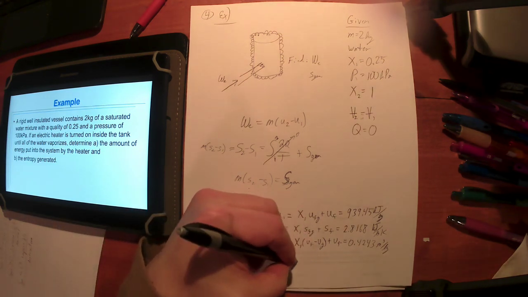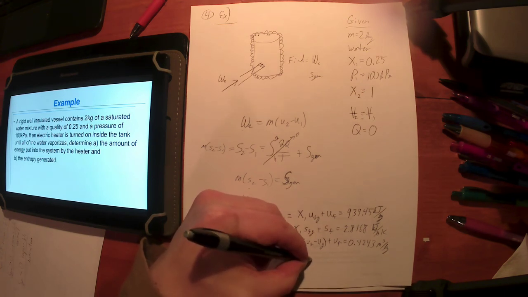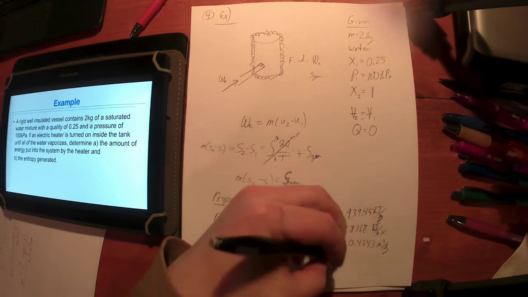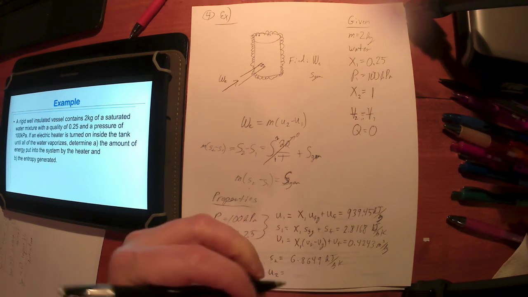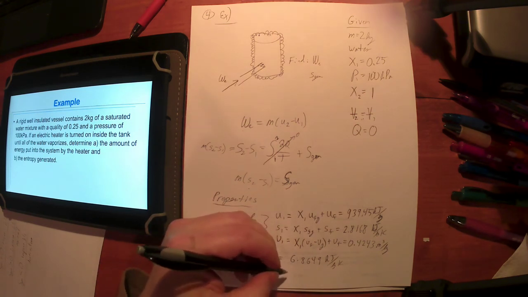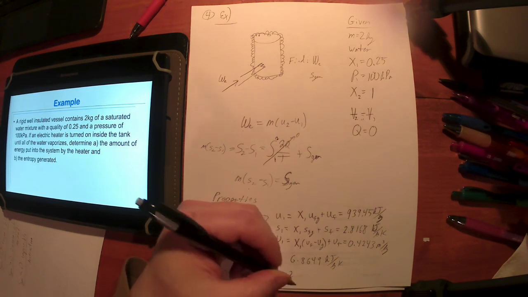That is 6.8649 is what it looks like I've got here. That's kilojoules per kilogram Kelvin. You pause it and do the interpolation. If you can't do the interpolation quickly, you need to practice that. So pause it and finish the interpolation here.